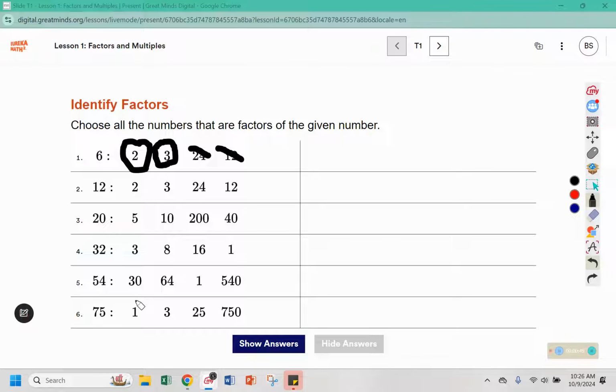Here, in 75, 1 times 75 is 75, so that works. 3 times 25 is 75. 25 times 3 is 75. But 750 is too big. If I were to divide 75 by 750, I would have remainders. So go through and circle or write down the list of factors for the provided numbers.